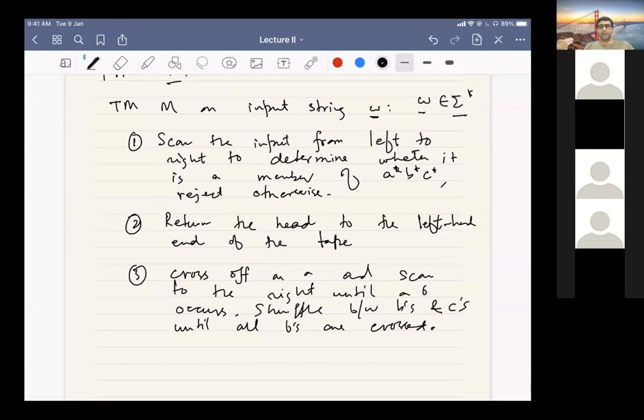But suppose there was some C for which there is no B. It means that there are fewer B's than C's, and there are fewer C's than B's. So it means that we have to reject, right? If it is not the case, then we would go to step number four. And step number four is restore all B's, and repeat step three.